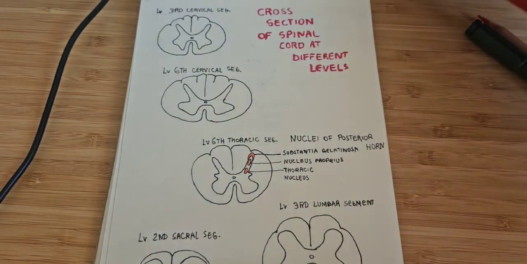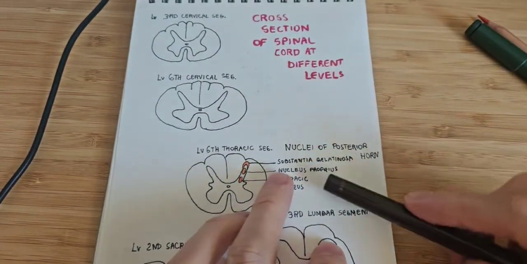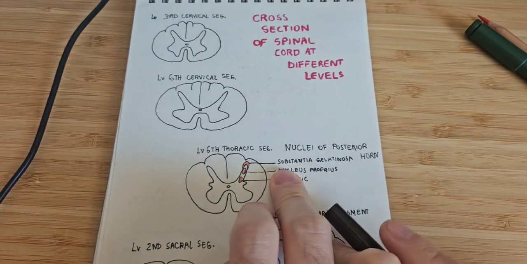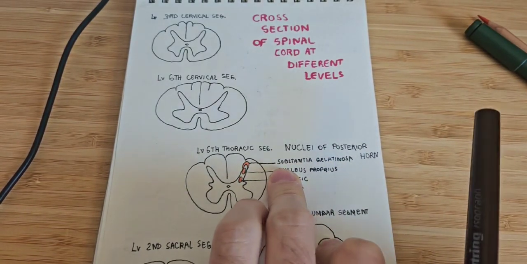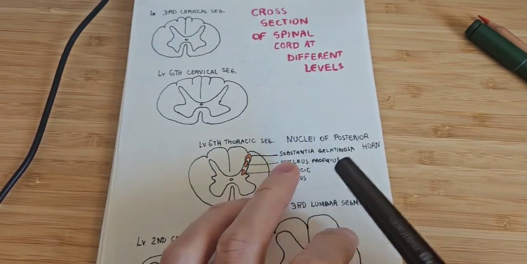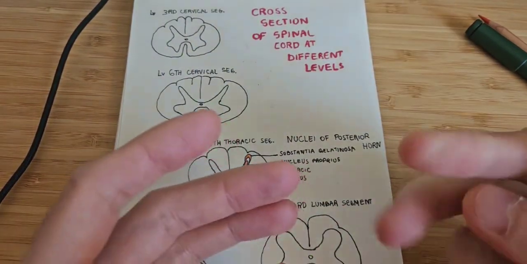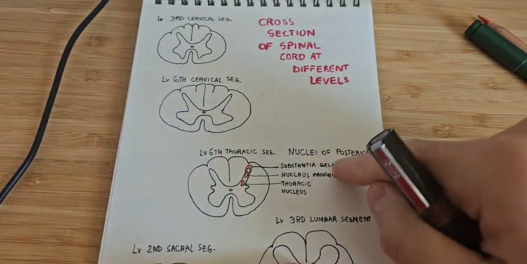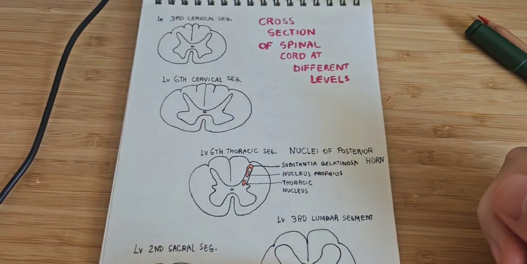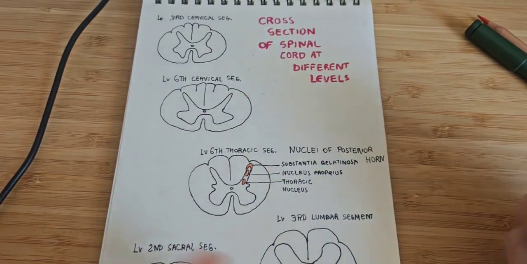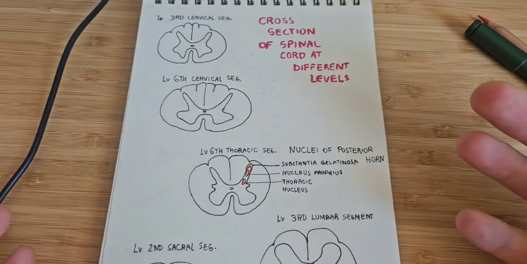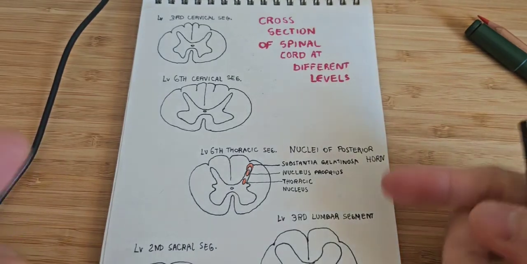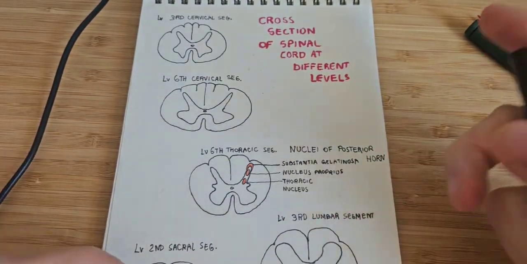And what else? We have also this other structure here, the substantia gelatinosa, and this one I already mentioned is important in modulating pain signals, and dysfunction in this nucleus can lead to chronic pain syndromes or altered pain perception.